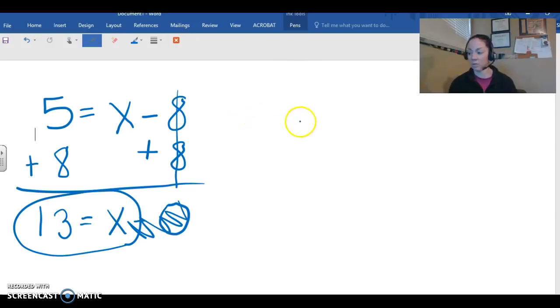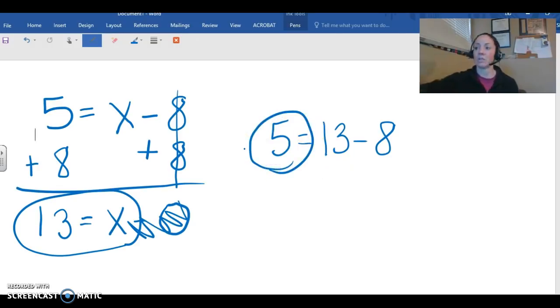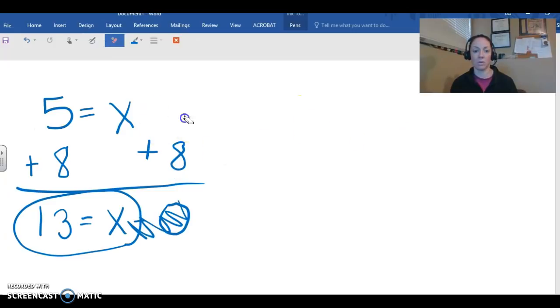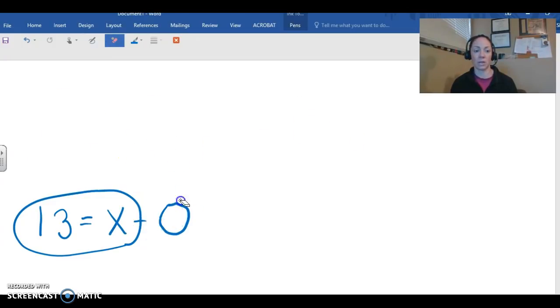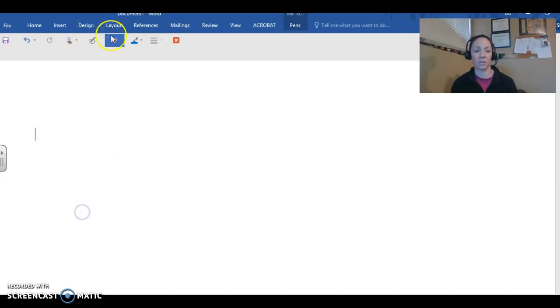Well, let's check our work. Let's see what happens. 5 equals 13, because we replaced the x with 13, minus 8. Well, when we subtract 8 from 13, what do we get? We wind up with 5. So, yep, once again, we solved correctly. Now, I'm going to give you a couple to do on your own in your notes. So hang on just a second. Let's get rid of all of this other stuff. All right, here's a couple for you to do in your notes.